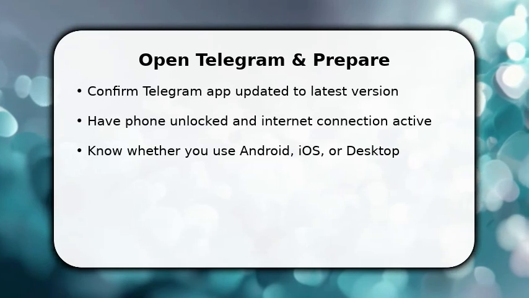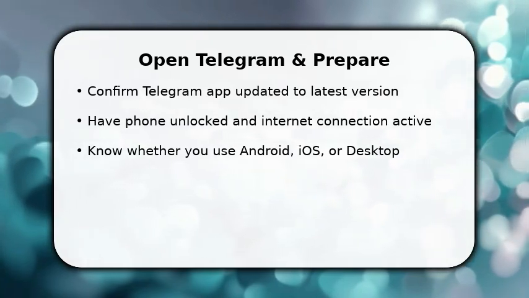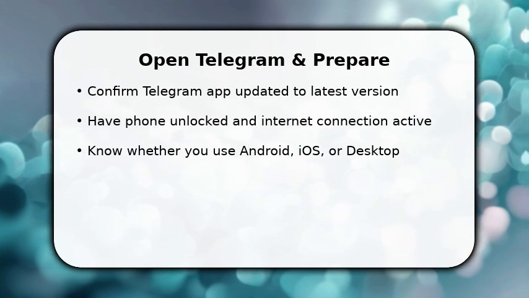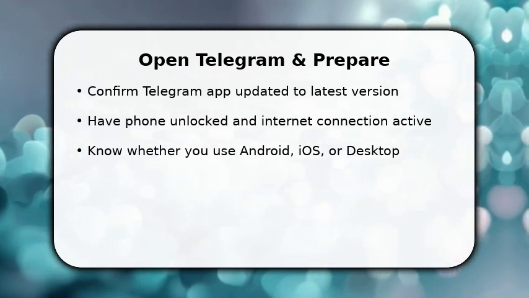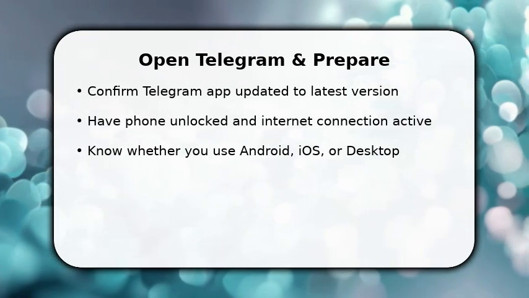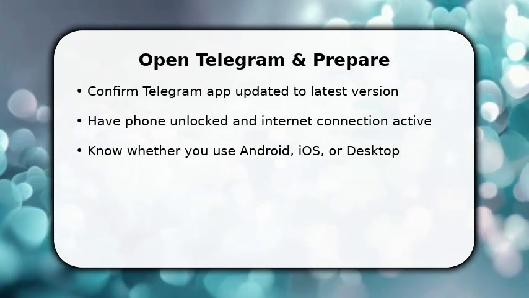You start by opening Telegram and making sure you're logged into the correct account. This matters because settings apply per account. Once done, go to the main chat list and tap the hamburger menu or profile icon. Make sure you have an active connection so changes save immediately.